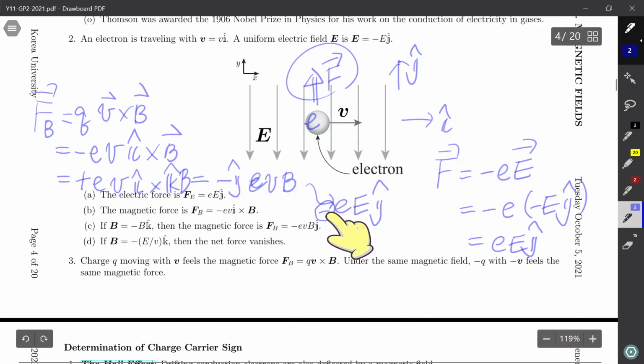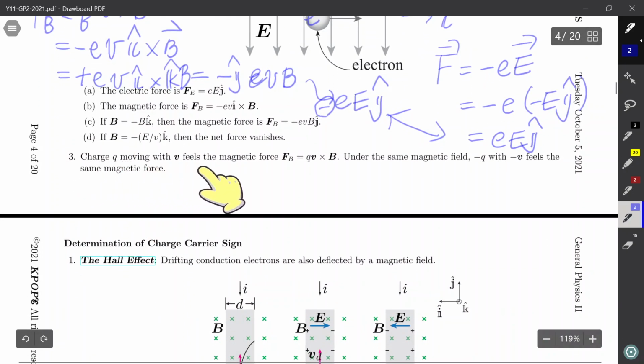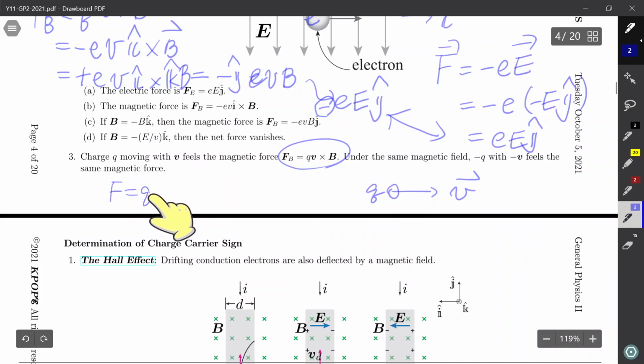we have a negative sign. Therefore, these two cancel. Charge Q moving with V here feels the magnetic force, Q V cross B. Under the same magnetic field, the force on charge minus Q with minus V is the same, because negative times negative is positive.